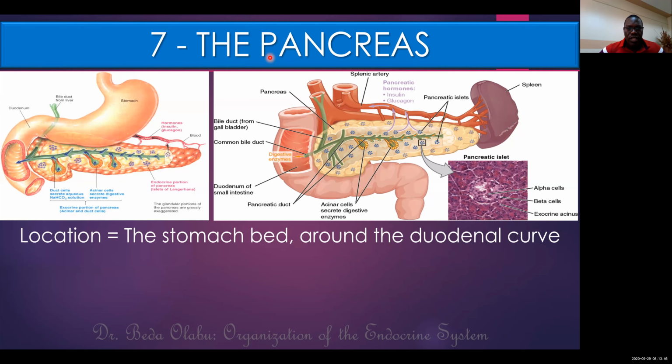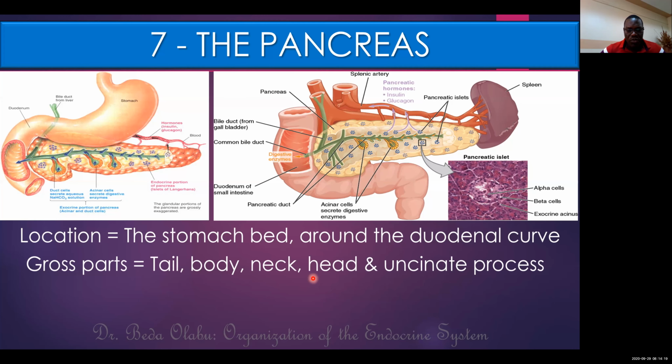So having said that, the pancreas is located just behind the stomach. That region behind the stomach is known as the stomach bed. Usually around the curvature of the duodenum. This is the duodenum, and this is the pancreas. So around the curvature of the duodenum, behind the stomach, is where you find the pancreas.